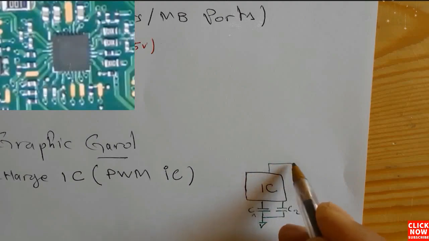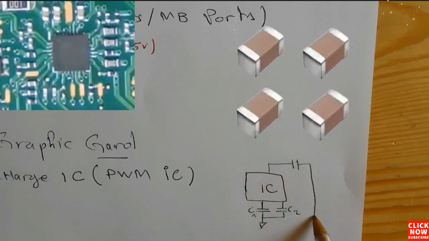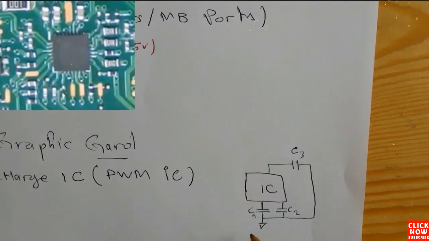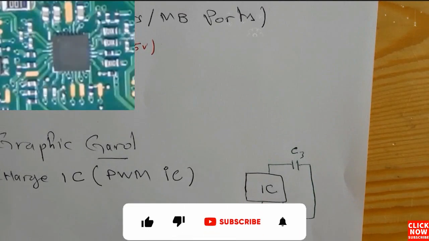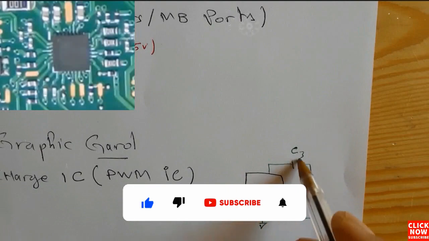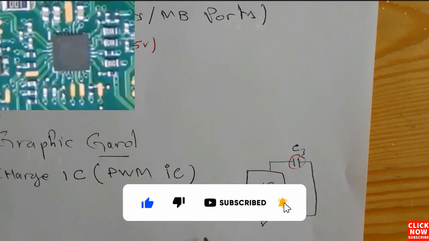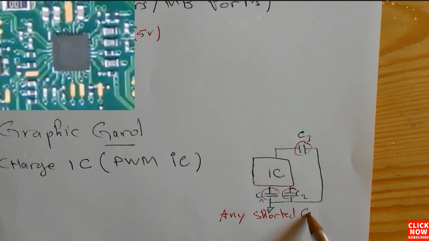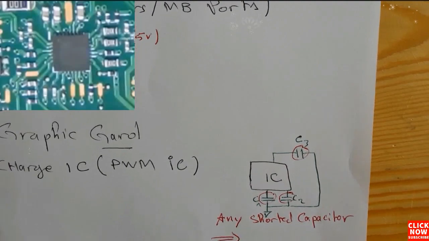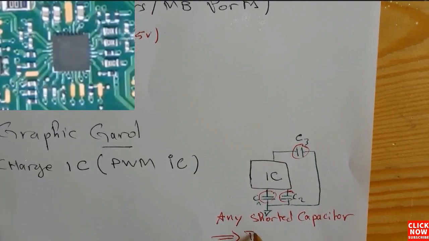Here we have some ceramic capacitors connected to this IC on one terminal and to the ground on the other terminal. So if you have any shorted ceramic capacitor here, as you can see, it means the IC is bad. So this is basically a rule: any shorted ceramic capacitor near the IC means the IC is shorted. You should replace it automatically.